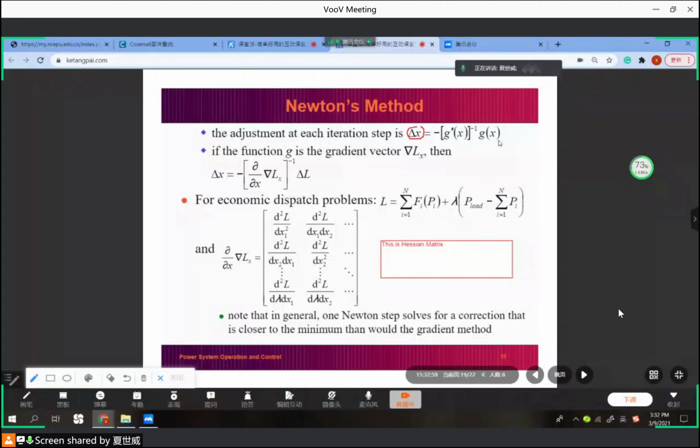How do we connect this with the physical meaning? Let me show you. Let me draw a curve for you. This is x, and you have a curve like this. This is g(x). Your problem is you want to find the root, g(x) equals 0.